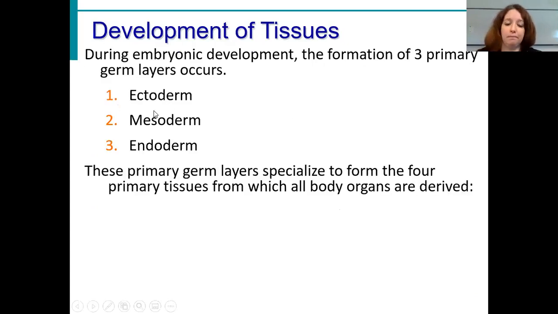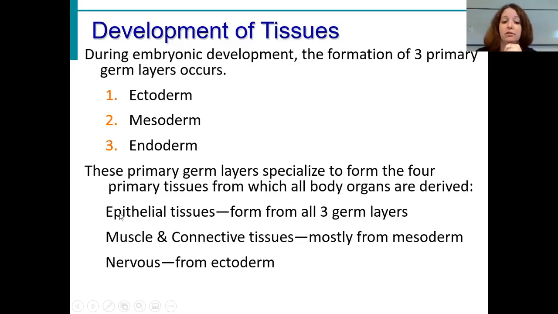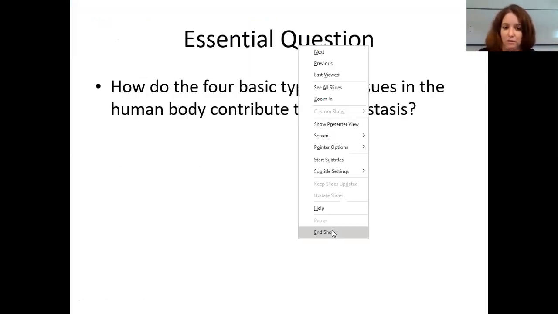These are the 3 layers. And the embryo, as it's being formed, ectoderm being the outside layer, mesoderm being that middle layer we talked about with all the connective tissue, and then endoderm, and they form these tissues. So epithelial tissue comes from all 3 germ layers, because you have epithelial tissue in all layers of the human body. Muscle and connective tissue, mostly from the mesoderm, and nervous tissue from the ectoderm.